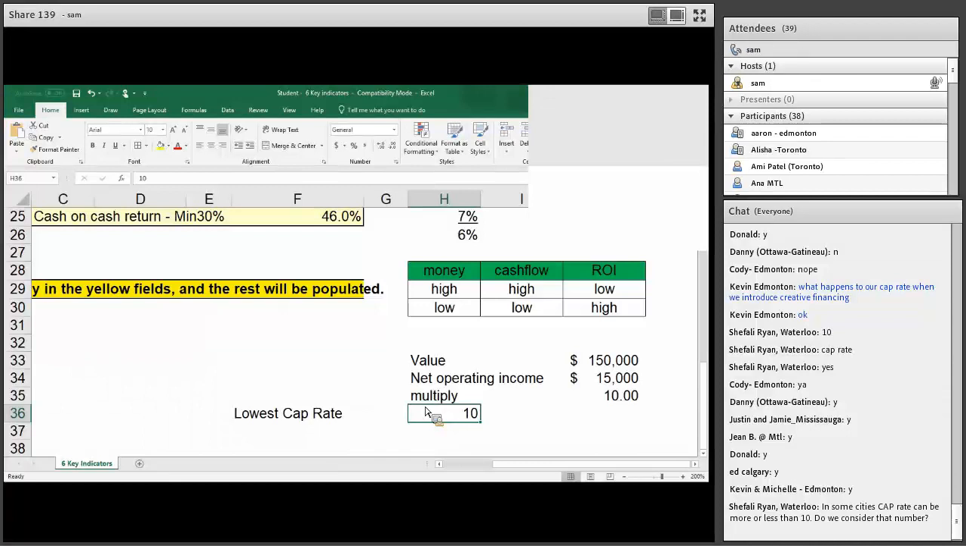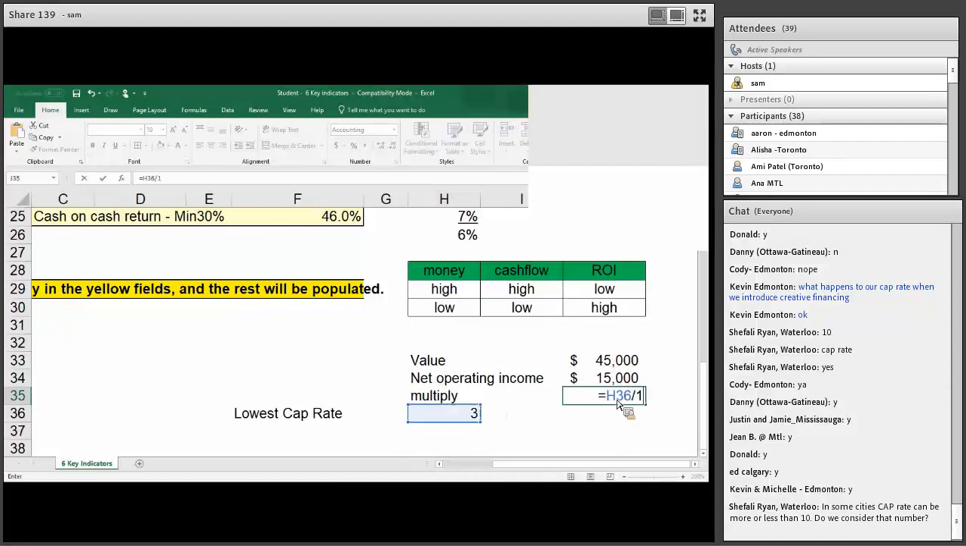In some cities, cap rate can be more or less than 10. Actually, in most cities across Canada, the cap rate is this number, 3. So 3 is the cap rate. Now, the multiple would not be 3. If we go here and change the cap rate to 3, this would equal this divided by 100.